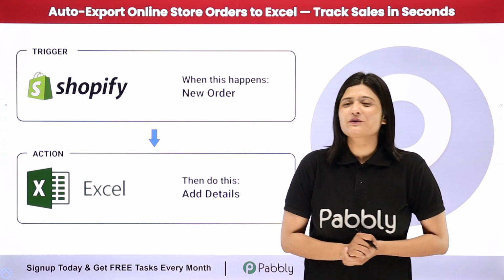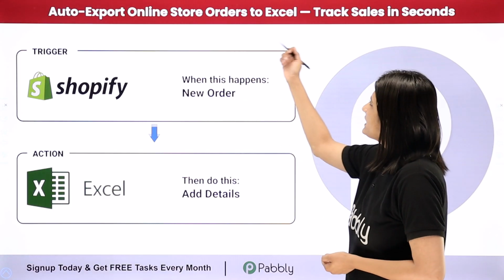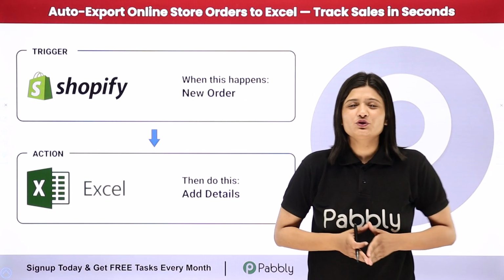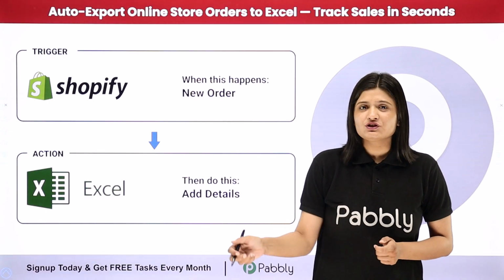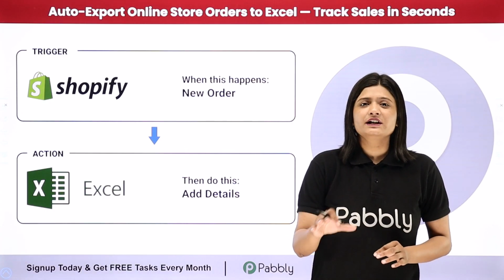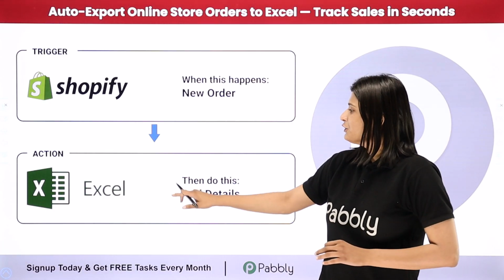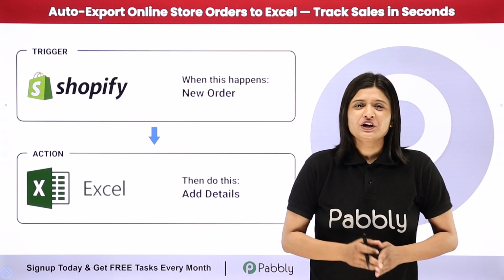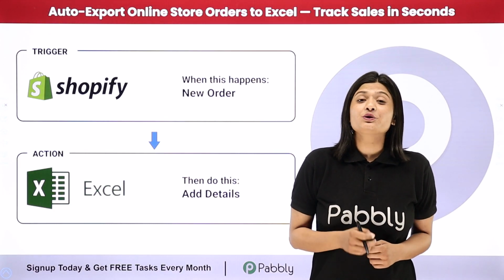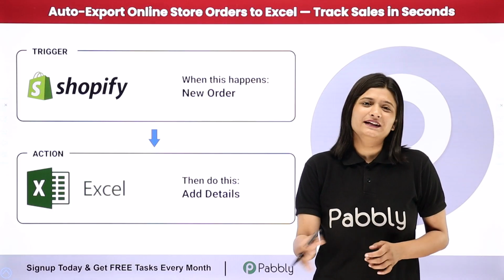In this video, we are going to learn how to auto export online store orders to Excel and track sales in seconds. So let's suppose I'm running an e-commerce store and I have a store on Shopify. I want that whenever there is a new order, the order details should be automatically added to my Microsoft Excel workbook. Doing this manually will consume a lot of my time, and that's why I'm going to completely automate this entire process using Pabbly Connect.